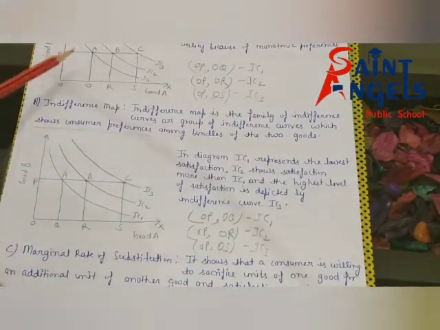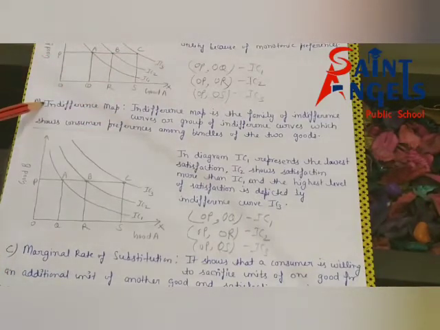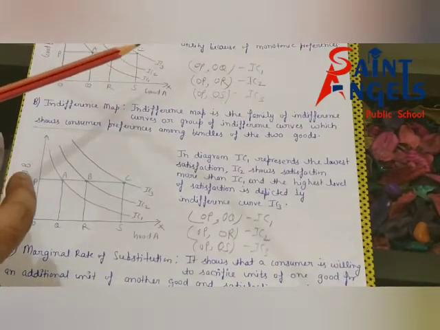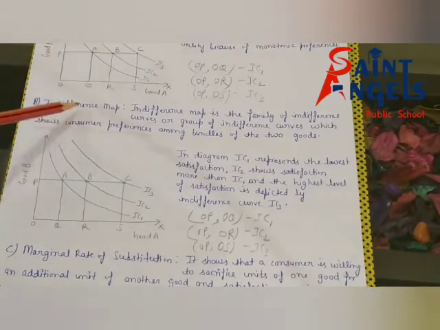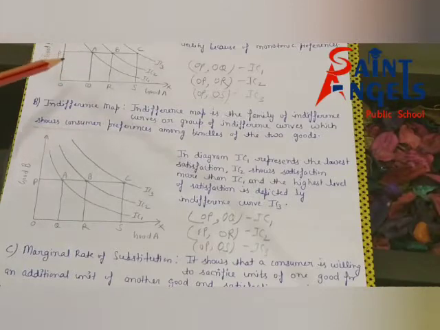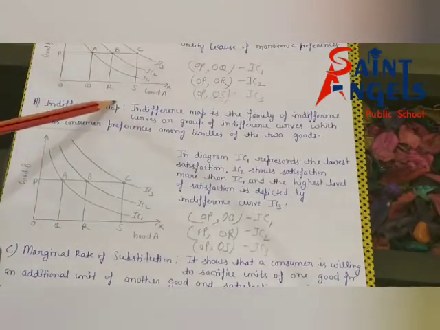I hope the concept of monotonic preference is clear, and the concept of indifference map is also clear, and I hope all of you have understood the question pattern from monotonic preferences and indifference map.